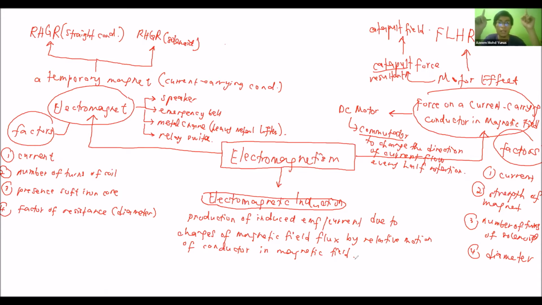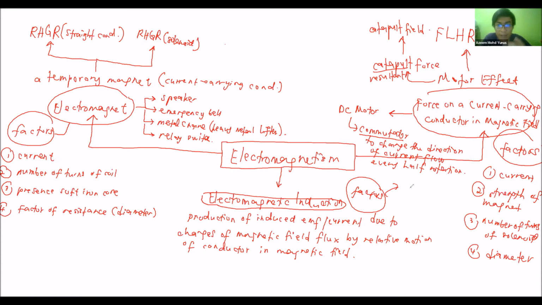For the electromagnet, the change is the current, the charges moving. But for electromagnetic induction, the change is the magnetic field flux. So the electromagnet will produce an induced magnet, what we call electromagnetic field. The electromagnetic induction will produce induced EMF or induced current. Okay, effect.